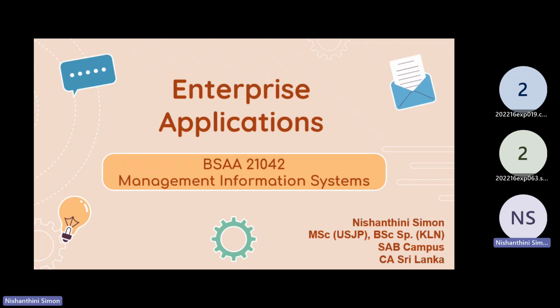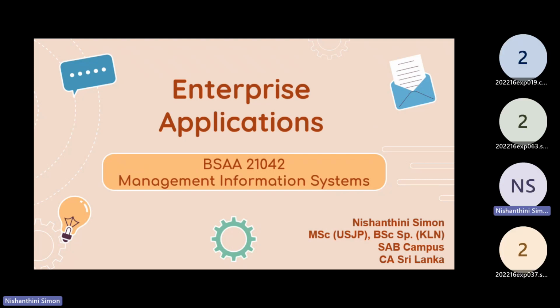Right, so in our last classes we were discussing these information systems and the challenges. Mainly we were discussing what the issues will be when we are implementing these information systems. Today also we are going to discuss information systems, but we are referring to these kinds of information systems as enterprise applications. It is also an information system, but we refer to it as an enterprise application.